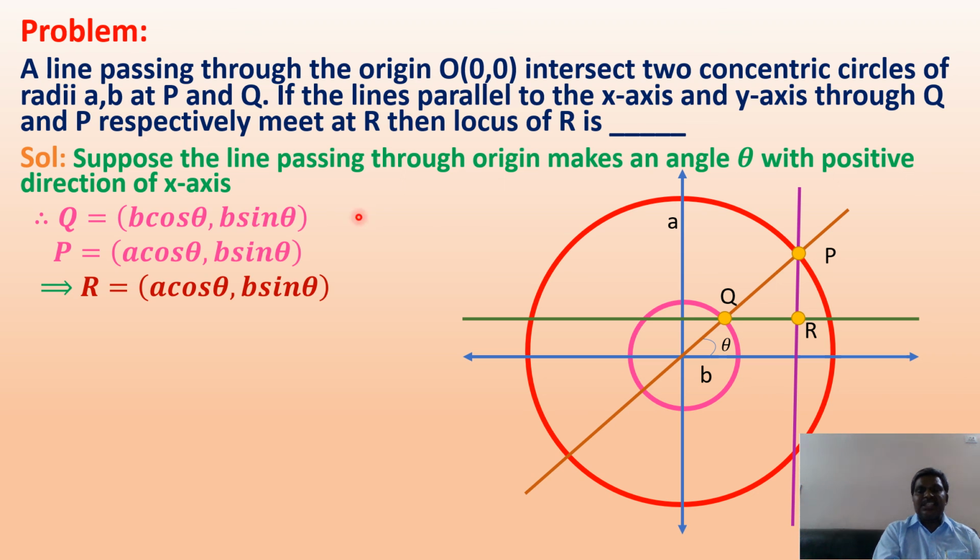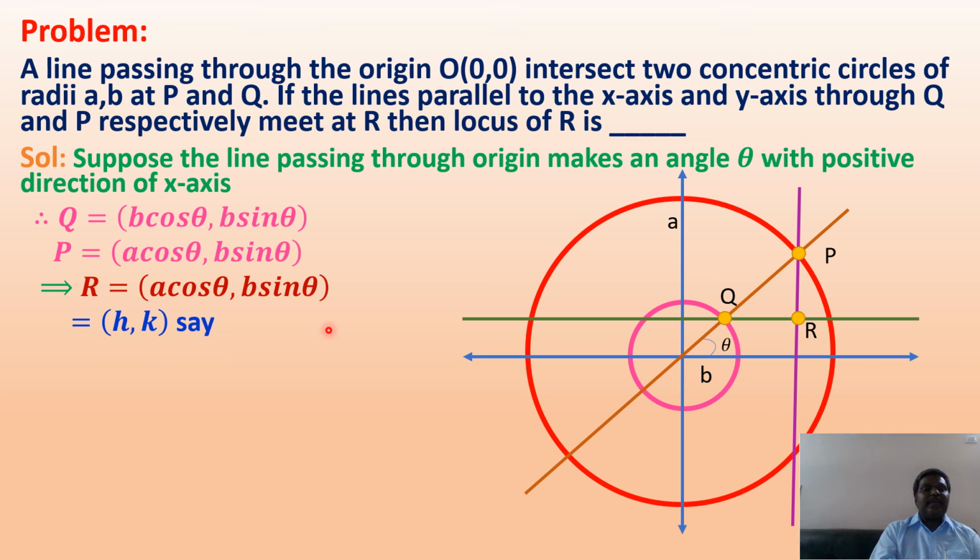This is my any point on the locus, because your line is varying. If theta is changed, the direction of the line is changed. Once the direction of the line is changed, the points of intersection are changed. Their corresponding point of intersection R is changed. So this R is varying. You are going to find the locus of R. So this is R, which is a variable point. Let it be taken as H comma K, say.